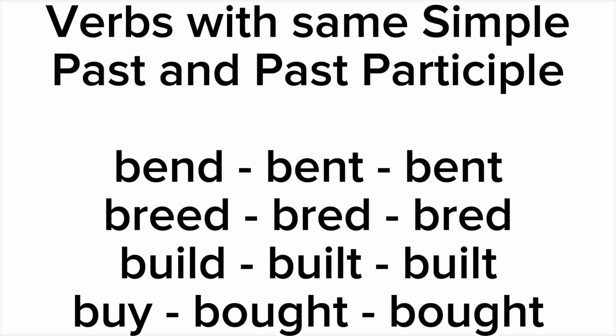Examples of verbs with same simple past and past participle: bend, bent, bent. Breed, bred, bred. Build, built, built. Buy, bought, bought.